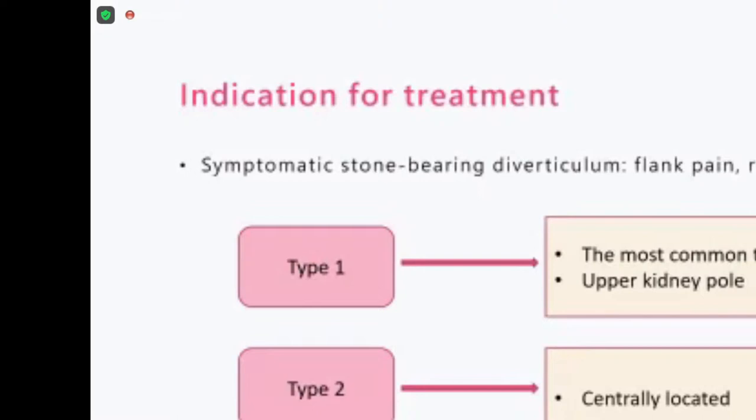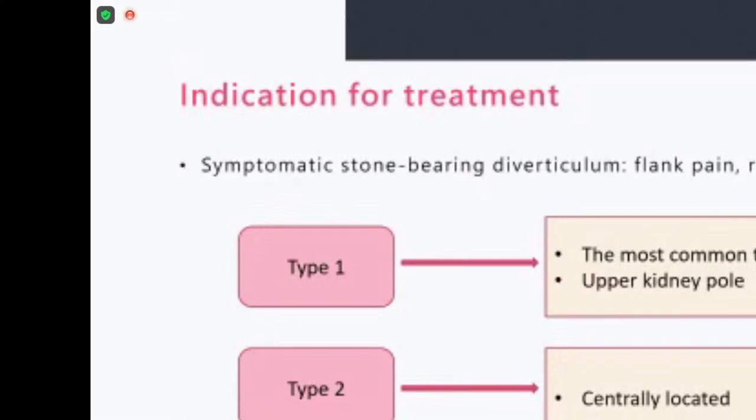There is a classification for diverticular stones. Type 1 is the most common type, which is over the upper pole of the kidney. Type 2 is centrally located. There is another endoscopic classification, according to the size of the neck. If the neck is large, maybe we can choose ESWL for this patient.